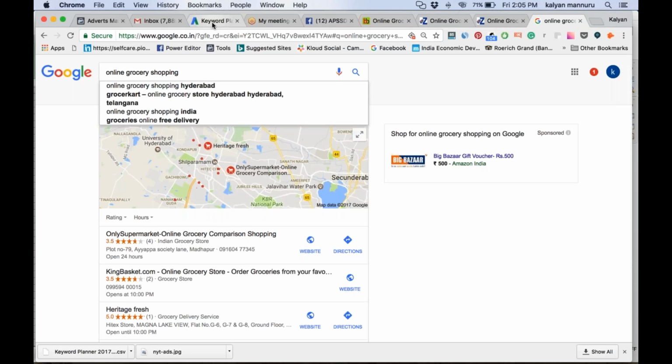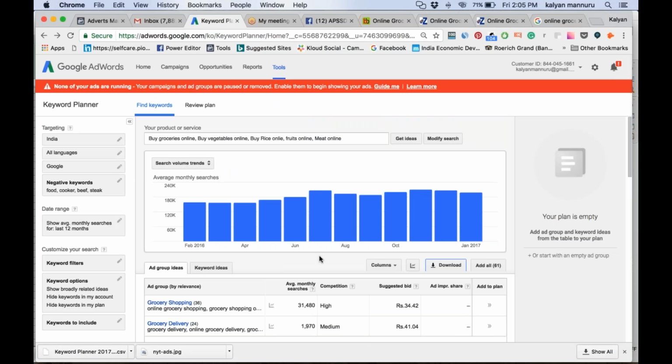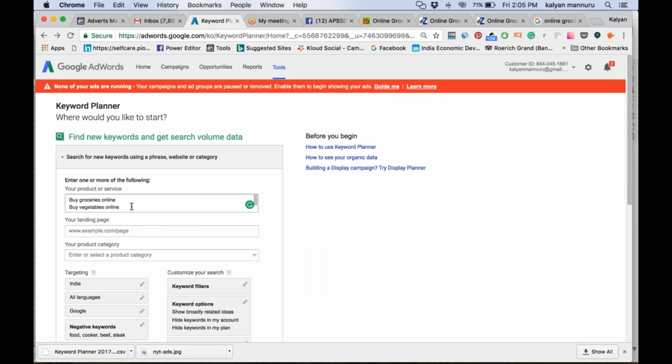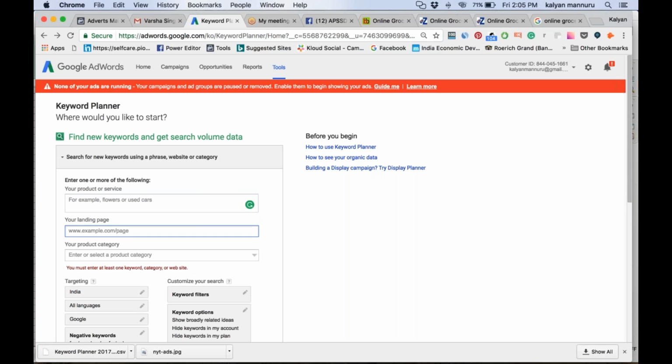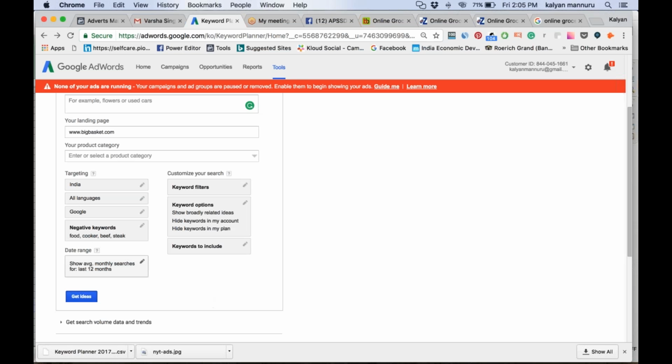We'll look into it, but before that, under keyword planning, let me also show you how to do keyword research using your competitor's page. In a few cases this is helpful, but not in all cases. Why? You'll be learning it right away. Instead of using keywords, I can give a landing page. Let's say I'm giving my competitor's landing page, that is bigbasket.com, and getting suggestions.